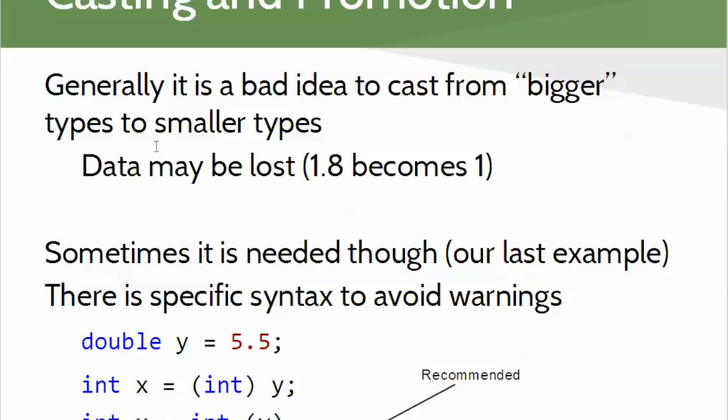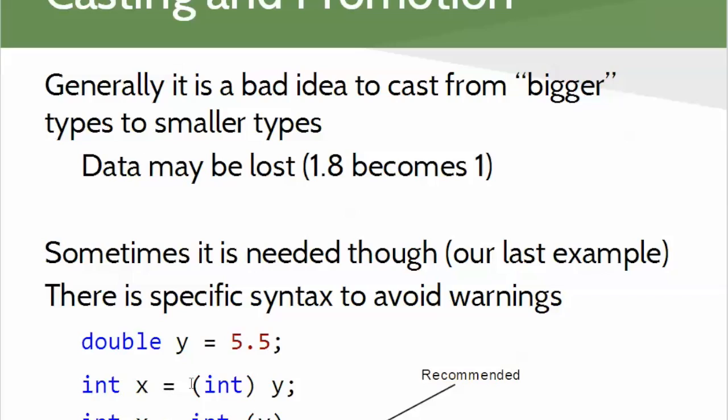Certainly data might be lost. 1.8, for instance, will become 1. If we need to do that, there's a special casting syntax to remove the compiler warnings. Compiler warnings are fine, but we generally don't like to have a lot of them floating around. They generally indicate a problem with the program. So it's a good practice, if you're purposely doing some casting like this, to cast a double into an int, to formally cast it so the compiler does not throw warnings. That way you don't get used to just ignoring warnings.